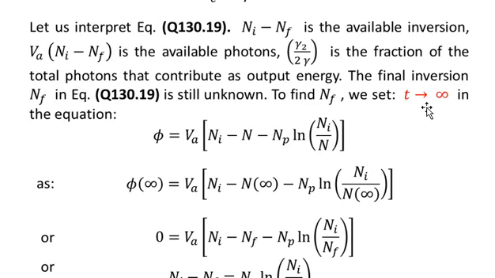So when the time is very large, then of course the pulse has vanished. That is, the number of photons will be zero. So let's set the time t equal to infinity. So here phi, when the time is infinity, is equal to Va times, within the square bracket, Ni minus n at the time of infinity, and similarly this n at time infinity. And you know that when we have the infinity time, then of course the population inversion at infinity will be replaced by the value Nf.